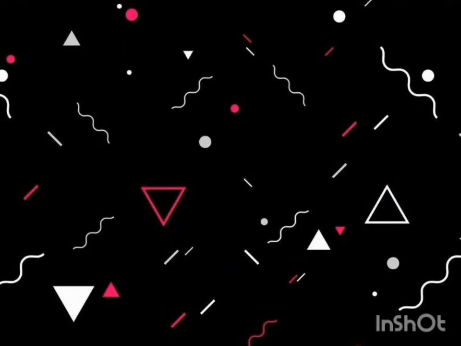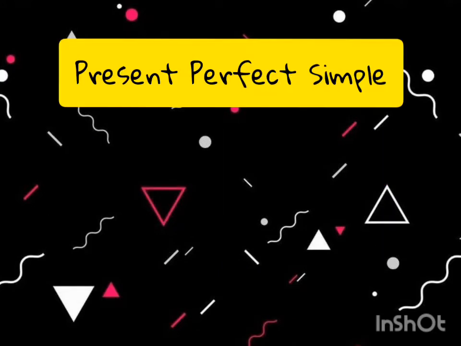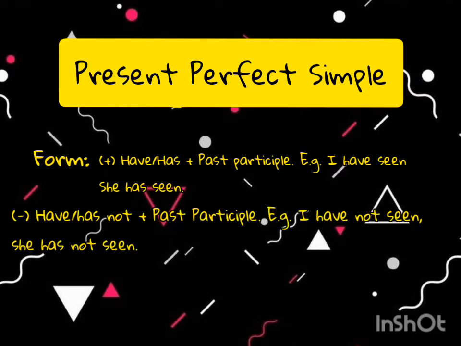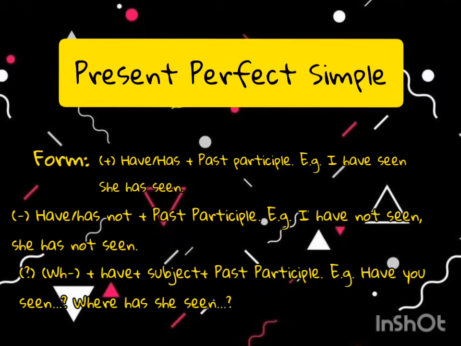We will start with the present perfect simple. The present perfect simple is formed with the auxiliary verb have or has, depending on the subject, and the past participle form of the main verb. In negative statements, have and has are used in the negative and followed by the past participle form of the verb. In questions, respecting the rules of inversion, the structure is WH or question word if there is any, plus auxiliary, plus subject, plus main verb in the past participle.